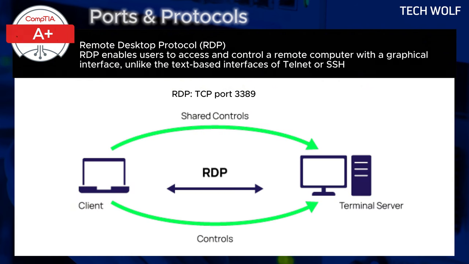Remote Desktop Protocol, or RDP. RDP enables users to access and control a remote computer with a graphical interface. Unlike the text-based interfaces of Telnet or SSH, it is widely used in corporate environments for remote work and IT support. RDP communicates through port 3389, facilitating remote access to desktops with full graphical and user control.